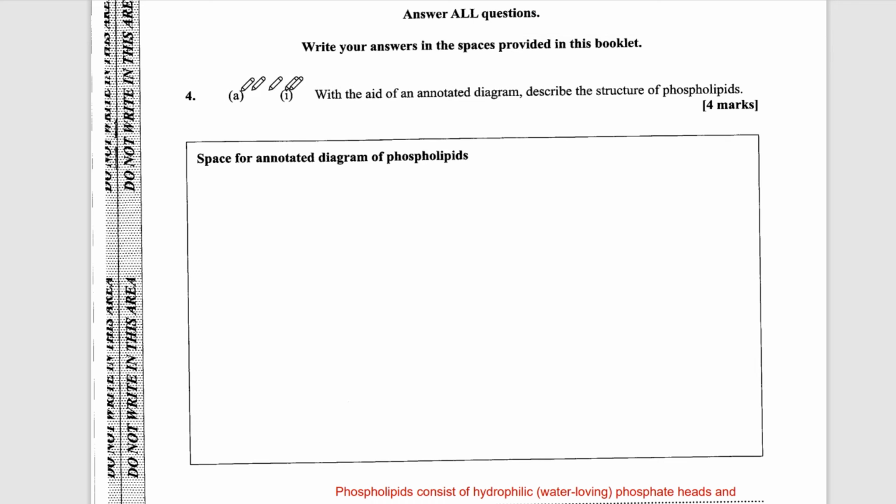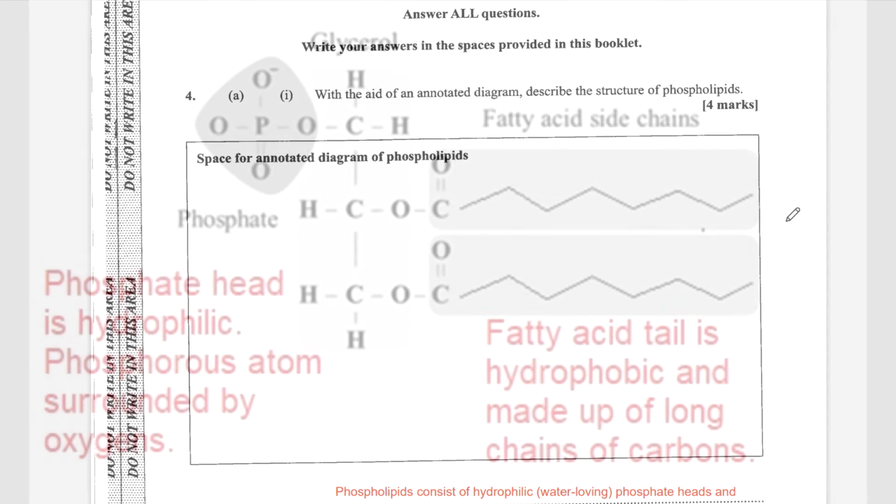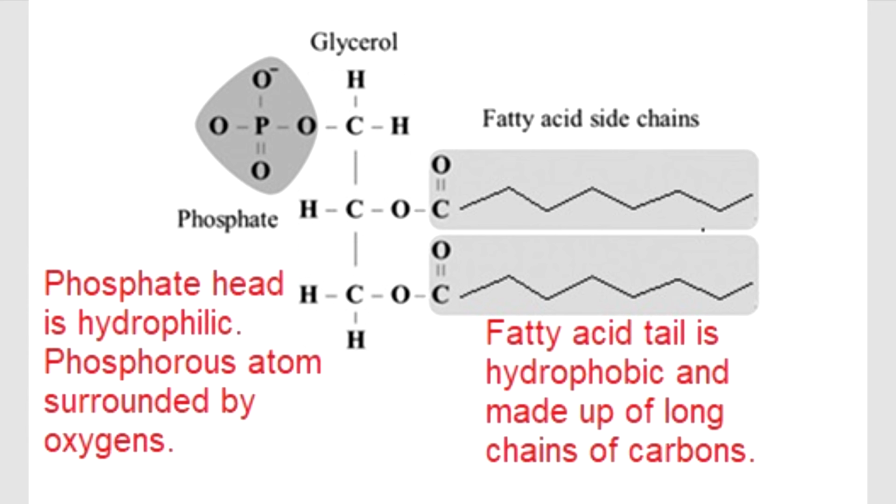Question 4. With the aid of an annotated diagram, describe the structure of phospholipids. Alright, so I'm going to put up a diagram here so you'll see what to draw. The diagram that I have there actually includes the molecular structure of it. You don't need to draw that to get all your marks here. You could draw a simplified version where you just draw the phosphate head, the fatty acid tails, and a glycerol molecule connecting the two. There's no need to state the individual atoms and the bonds and so on. Once you draw something basic in this case, you should be fine.